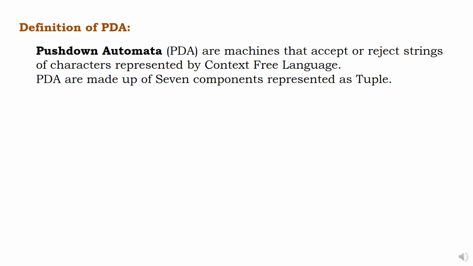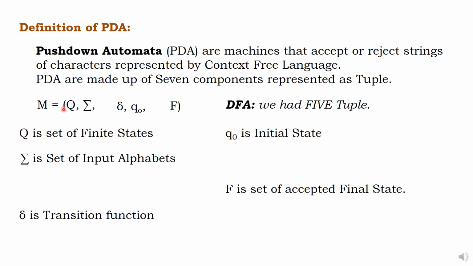Now let us go for the PDA definition. PDA is a machine that accepts or rejects strings of characters represented by CFL. PDA is made up of 7 components represented as a tuple. And you know these 5 components from DFA already. Q is the set of finite states, Q0, Q1, Q2. Sigma is the input alphabet. Delta is the transition function. Q0 is the initial state. F is the set of final accepted states. All these 5 were the same in DFA. Now again it is repeating in PDA.